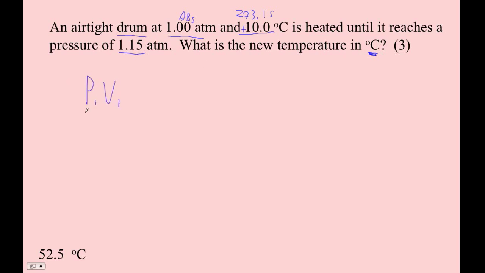P1 V1 over N1 T1. Okay, so here we go. Notice that it's airtight. That's a clue. That means that these ends are the same. If the gas can't escape, those guys are the same. And if they're the same, you can cross them off.